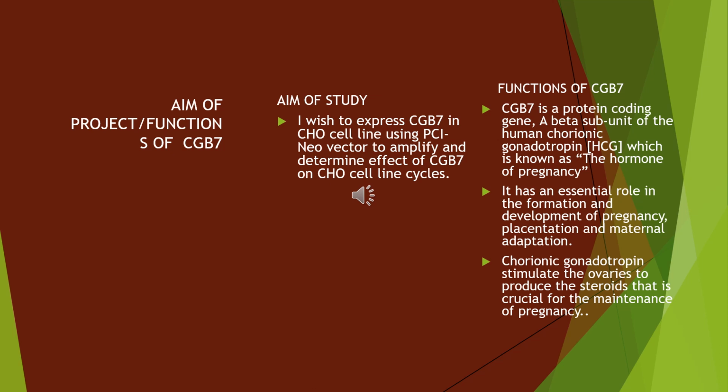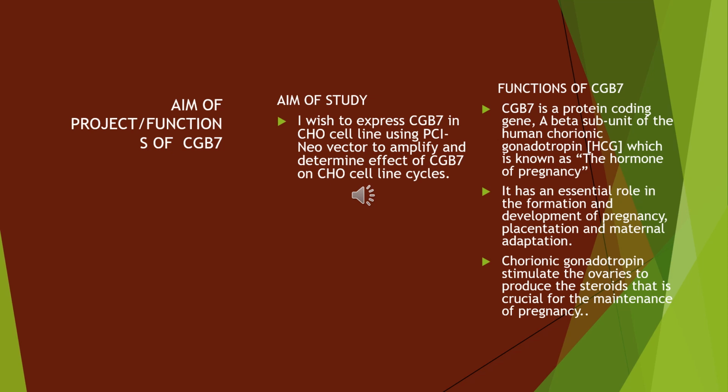The aim of this project is to express my gene of interest, CGB7, into a mammalian cell, the CHO cell line, using the pCI-neo vector to further amplify and determine the effect of CGB7 on the CHO cell line. The CHO cell line is derived from Chinese hamster ovary. pCI-neo has a promoter called cytomegalovirus.